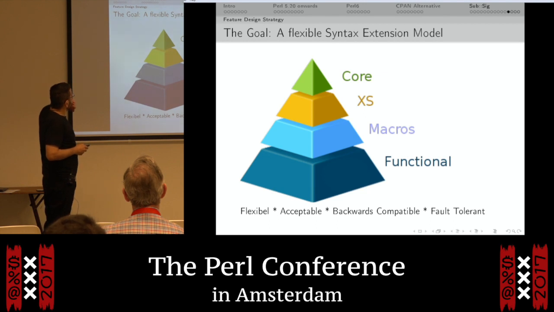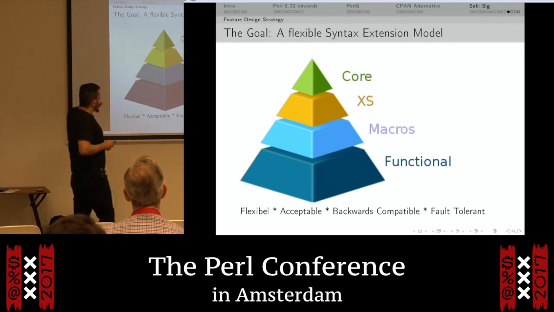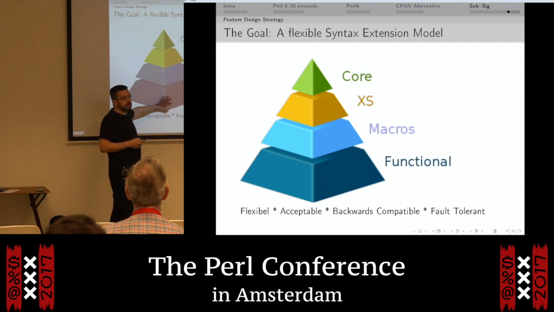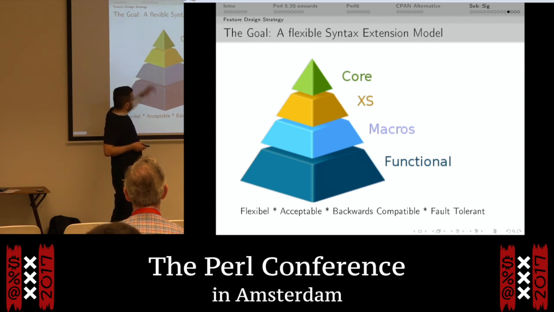So, coming back to my feature design strategy, I hope you see now the idea. I implemented this function signatures thing with a pure functional solution, with a lot of sugar, and it works somehow. I mean, was it kind of intuitive for you? And we can speed it up later on with macros. If it works with macros, we can speed it up with XS. If it works with XS and we have several solutions, we can decide at the end to do it into core.